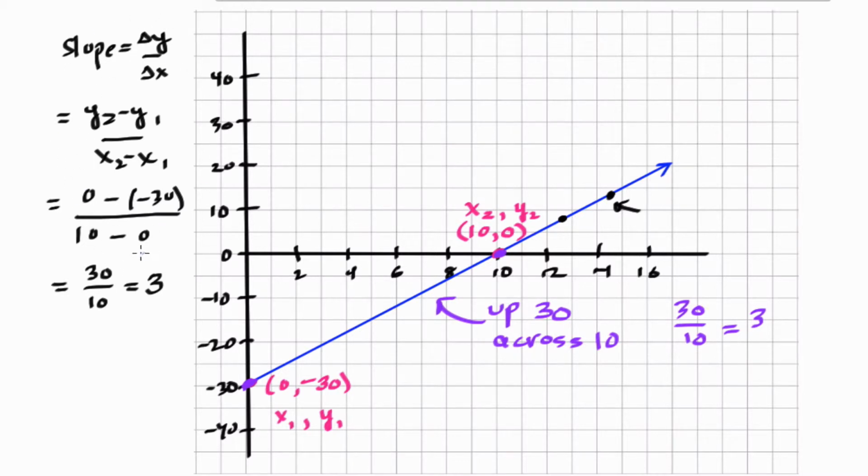It's just kind of cutting out a lot of this. I don't need to see this. You could do it if you want. If you're used to doing it this way and that makes you happy, go for it. But you can just see this goes up 30 here and it goes across 10 here. And so that would be 30 over 10 is 3.